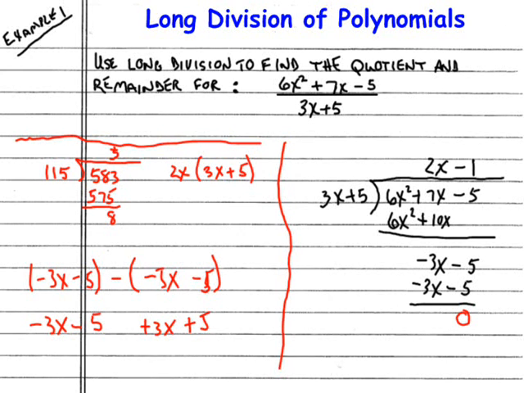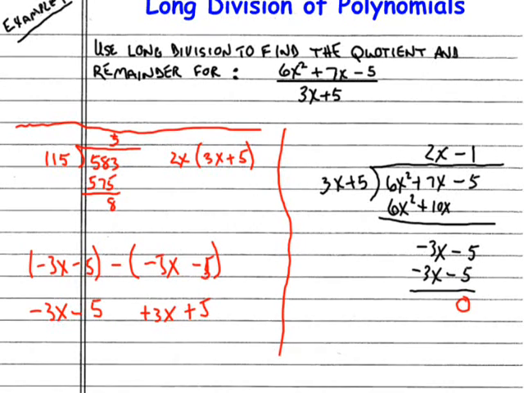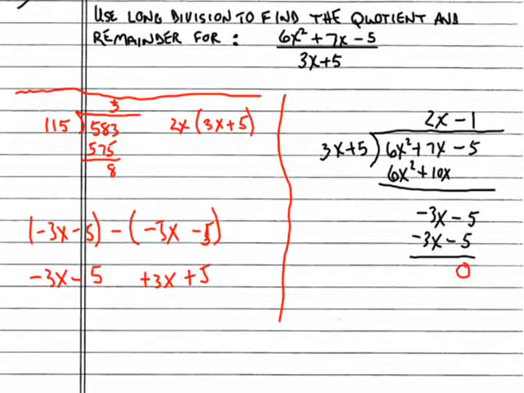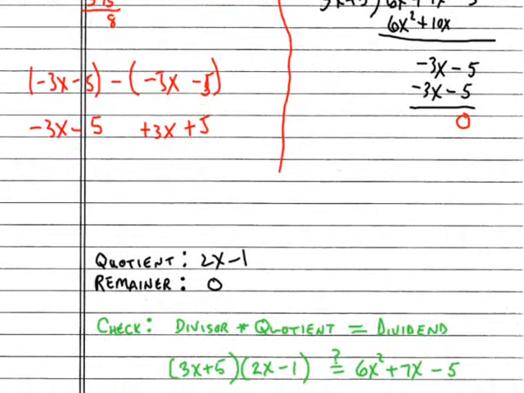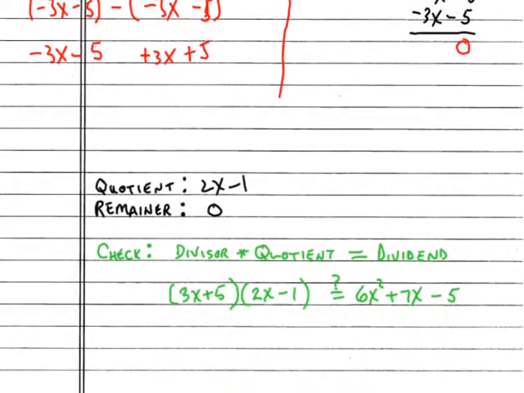Let's consider the way we would write that answer. We were asked for the quotient and the remainder, and we record that quotient and remainder. Now, let's also remember how we would check a problem that has a remainder of 0. The check of such a problem says that we take the divisor times the quotient. It should be equal to the dividend. Here we see, of course, our divisor was 3x plus 5. Our quotient was 2x minus 1. Our dividend is 6x squared plus 7x minus 5. So we do this multiplication, verify that it gives us our dividend.